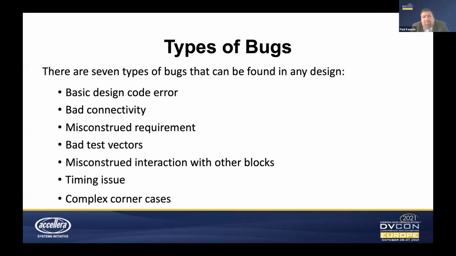So just to give a background, what types of bugs do we find? We find a lot of bugs. There can be basic design code errors, bad connectivity, misconstrued requirements, bad test vectors, misconstrued interaction with other blocks, timing issues, complex corner cases. There are different types of bugs. We all know, we have all faced it, and we have all fixed it.